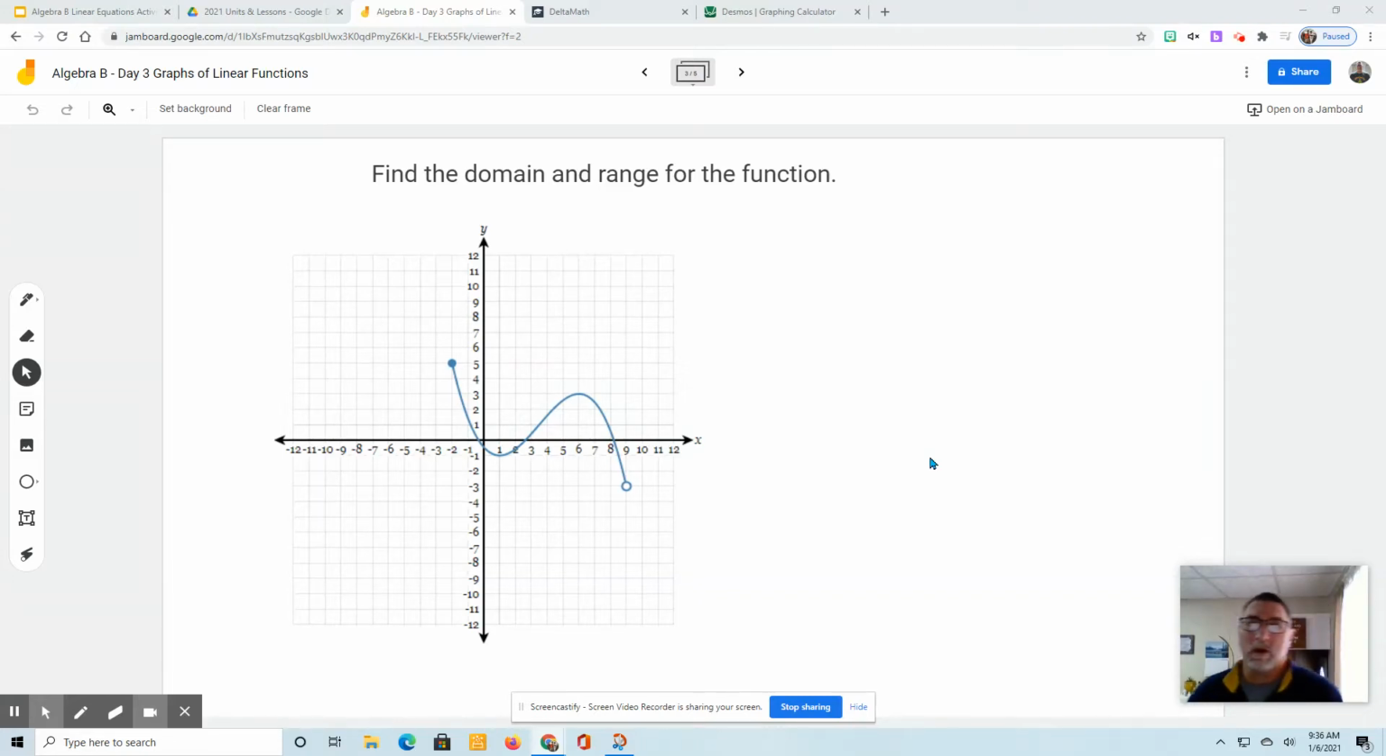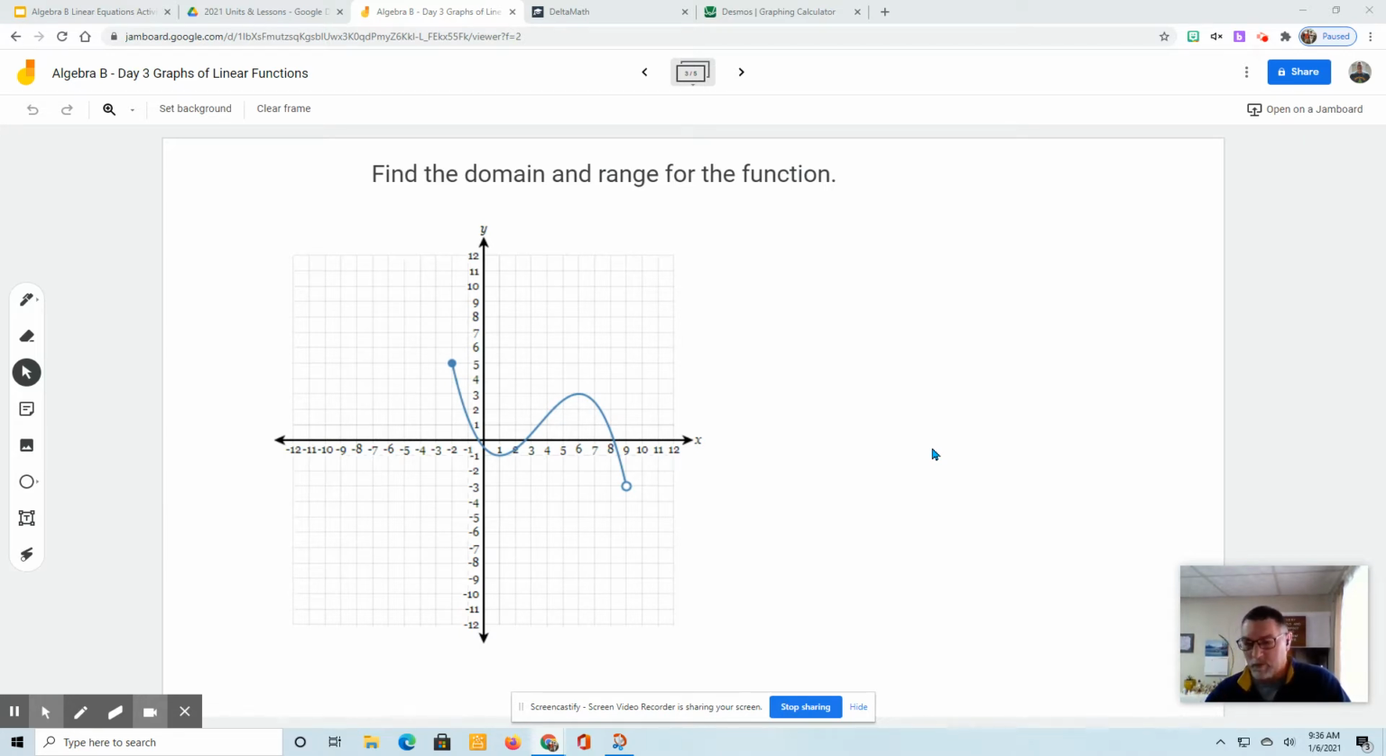Okay, guys, so we're going to talk about domain and range, and I want to share with you those problems from Delta Math. So one from each section of the Delta Math. So we will do that right now. So here we have a problem, and we're going to find the domain and range.